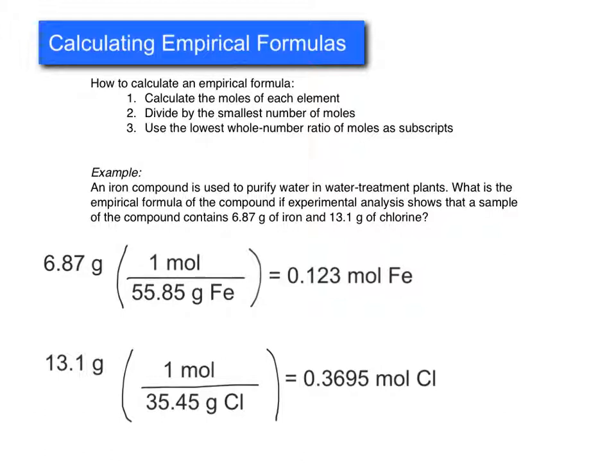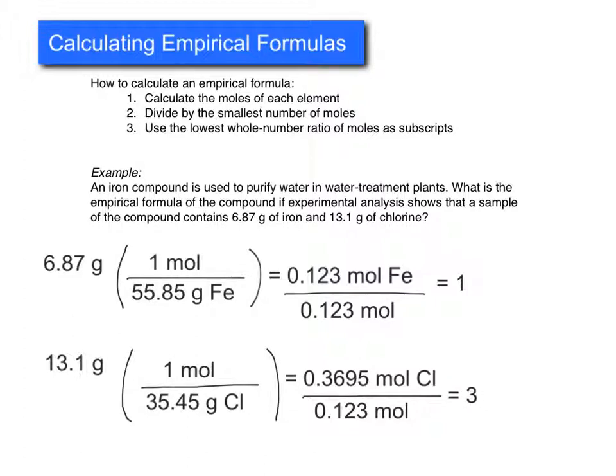So to get whole numbers, which we can actually use in an empirical formula, we're going to divide by the smallest number of moles. That's step 2 up here. All right, so 0.123 is smaller than 0.3695, so we're going to divide both of them by 0.123. So that gives us 1 mole of iron and 3 moles of chlorine. So that's our ratio of these two elements in our compound. So our empirical formula is going to be FeCl3.